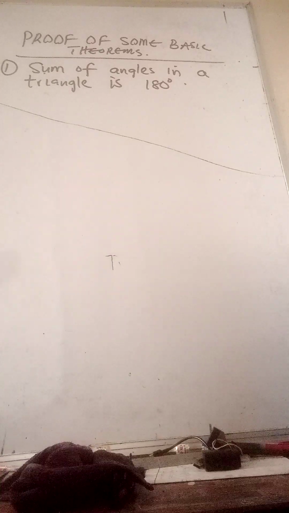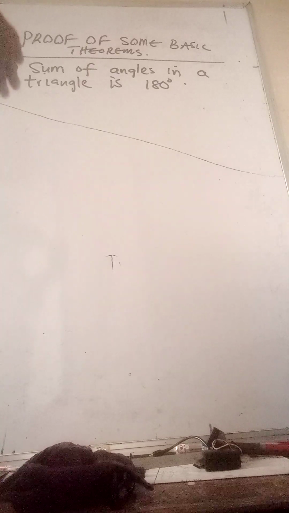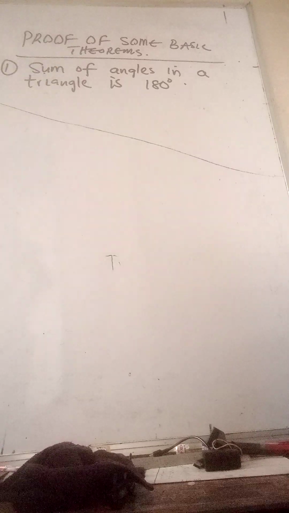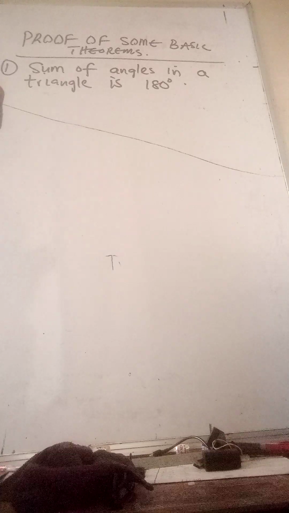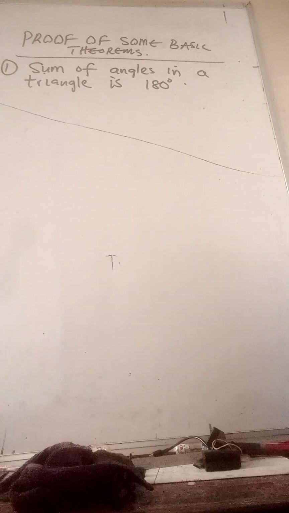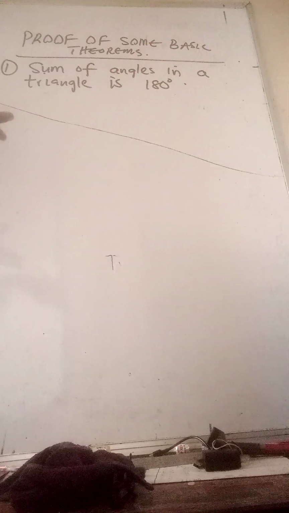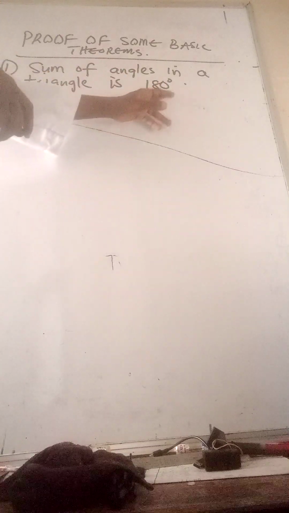Today, we want to have a look at the first topic of the top 10 scheme of work for year 10 students in secondary school. And the first topic for the first week is proof of some basic theorems. One of the proofs is to prove that the sum of angles in a triangle is 180 degrees.